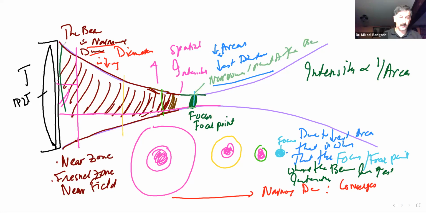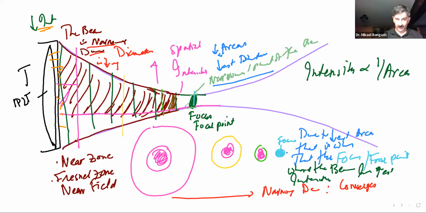Here we have a greater area. That mainly means that in all these areas we will have a lower intensity. Because after all, it was the same amount of energy, or power, that was produced by the beam, but was distributed over a greater and greater and greater area.